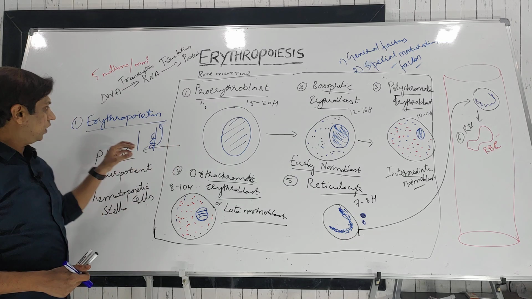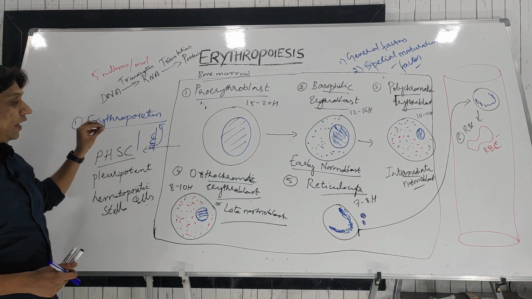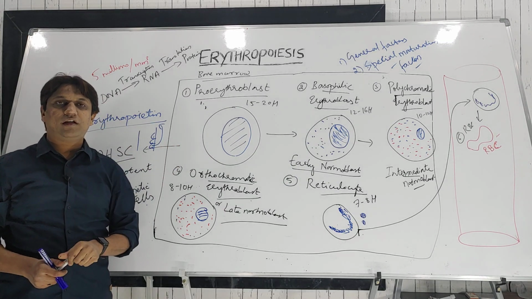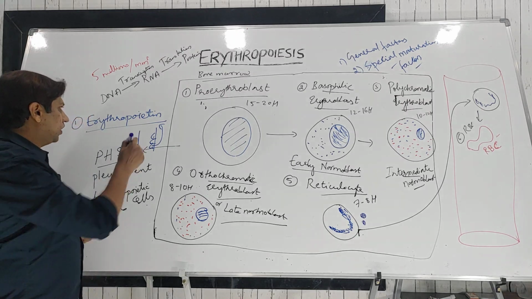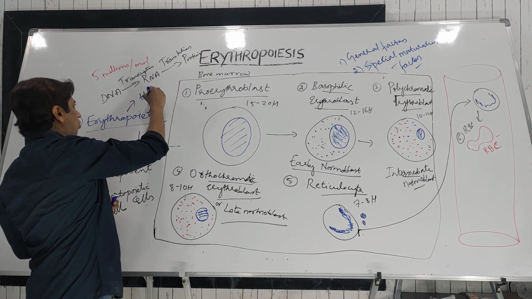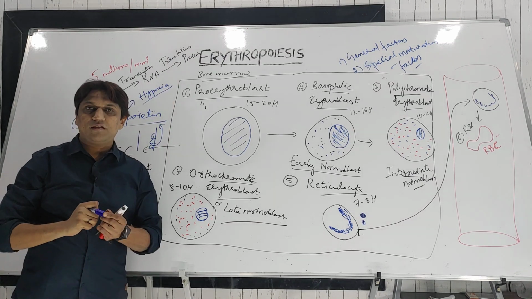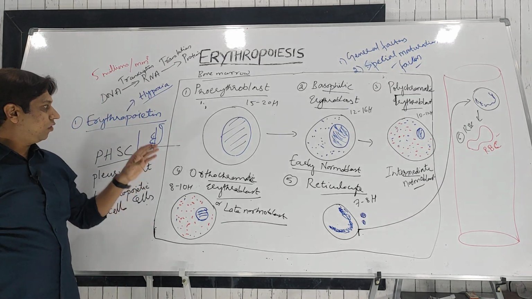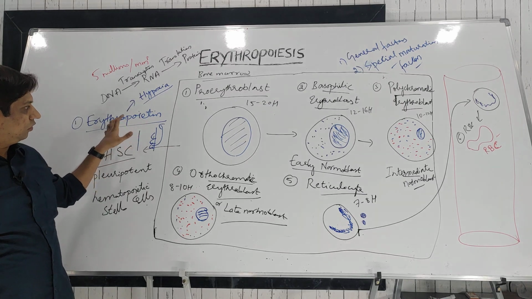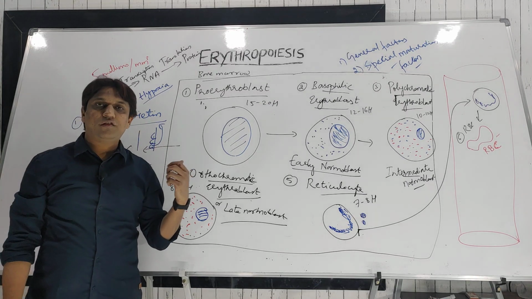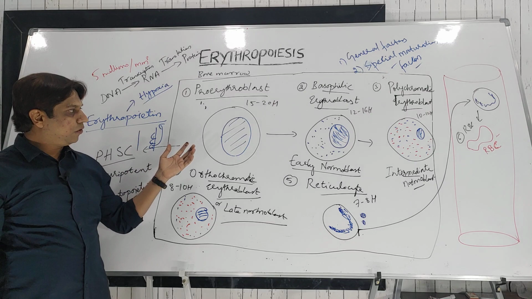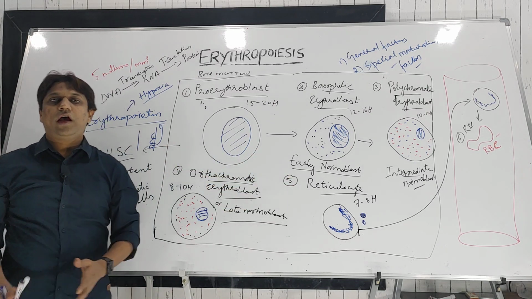So what are the factors that control erythropoietin secretion? There are many such factors, but the most important one is hypoxia, tissue hypoxia or low oxygen content to the tissues. Whenever there is low oxygen content or hypoxia to the renal tissue, it will stimulate the secretion of erythropoietin, and erythropoietin helps in the process of erythropoiesis.